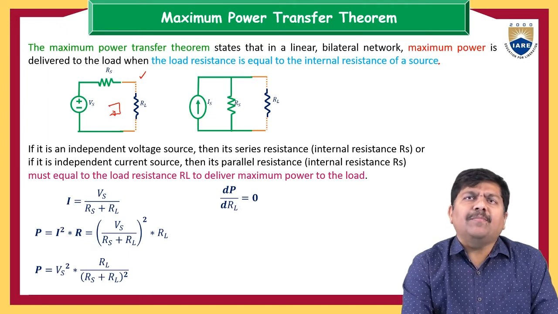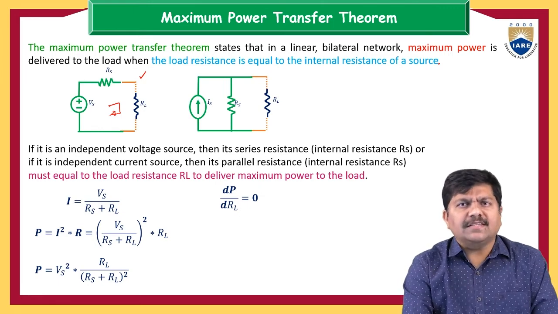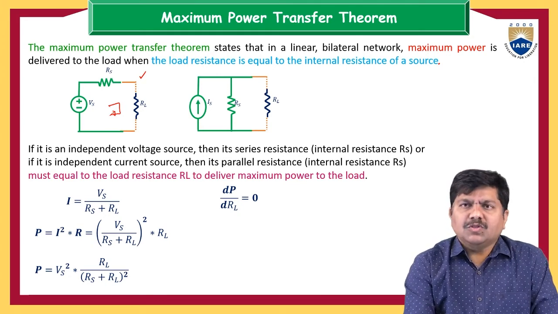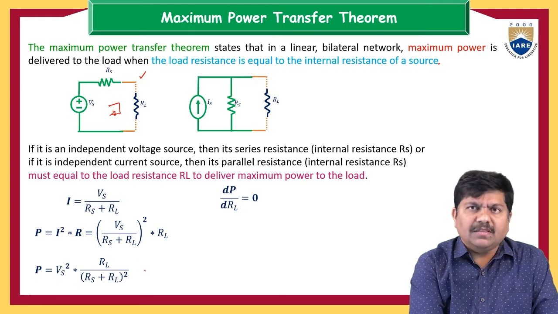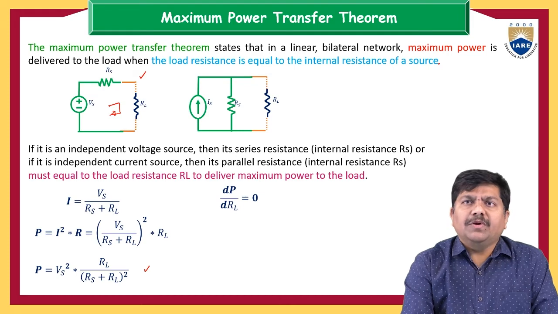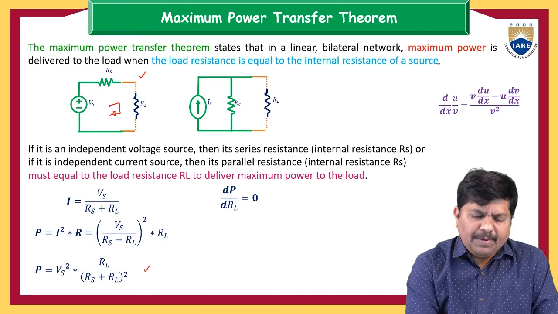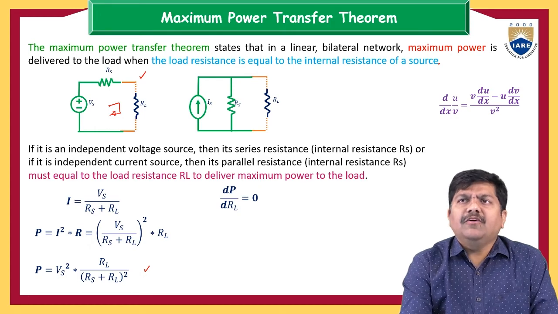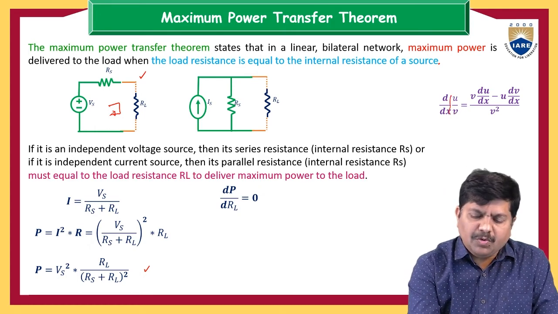In order for the power to be maximum at the load, the source resistance must be equal to the load resistance. That is the statement here. So dP by dRL, let me take here. The power expression is Vs square into RL by Rs plus RL whole square, and dP by dRL is equal to 0. So this is d by dx of u by v, which is nothing but v du by dx minus u into dv by dx, by v square. This is the standard formula, you know it.